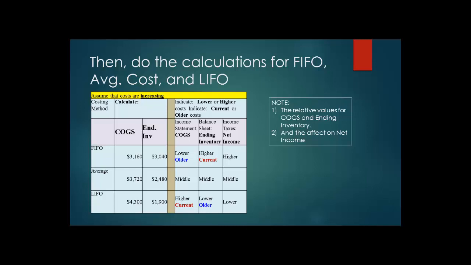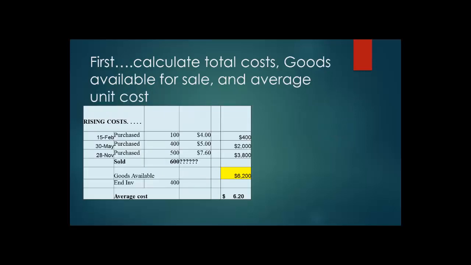And it's important to remember, no matter what cost method we use, the cost of goods sold plus the ending inventory has to equal the cost of the goods available for sale, which was $6,200. Average cost, you're going to take $6.20 times the 600 that we sold. You're going to take $6.20, our average unit cost, times 400 to get $2,480. And let's go back to our chart.